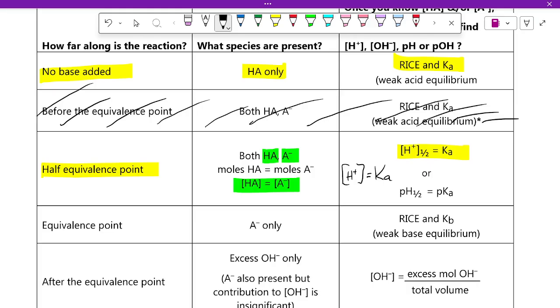At the equivalence point, the only thing we have is A minus only. That's our base. And so you'll use RICE and Kb.